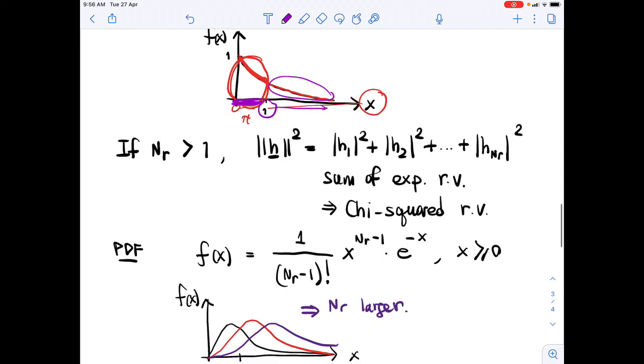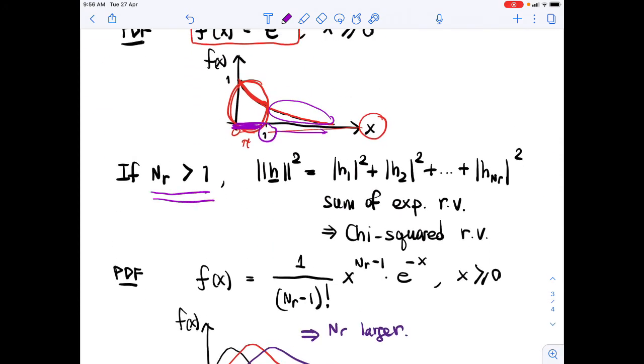Now what happens if the number of receive antennas is bigger than 1? Now the norm square becomes the sum of many terms. It's all positive and you add them together. So this is going to be another random variable. This is the sum of independent exponential random variables. And you learned from previous classes that the sum of random variables is not easy; it can be another random variable. It turns out the sum of exponential random variables becomes what we call a chi-square random variable.